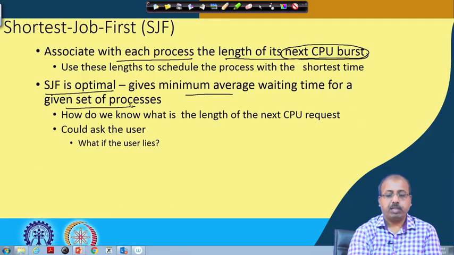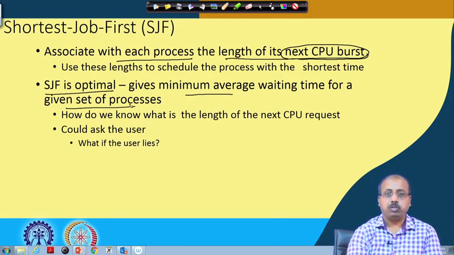But the problem that we have is how do we know the length of the next CPU burst. That is a big question. How do we know the next CPU burst size? Until and unless the process has executed, that is, it is given the CPU and it completes the next CPU burst, we cannot know the size of the CPU burst.